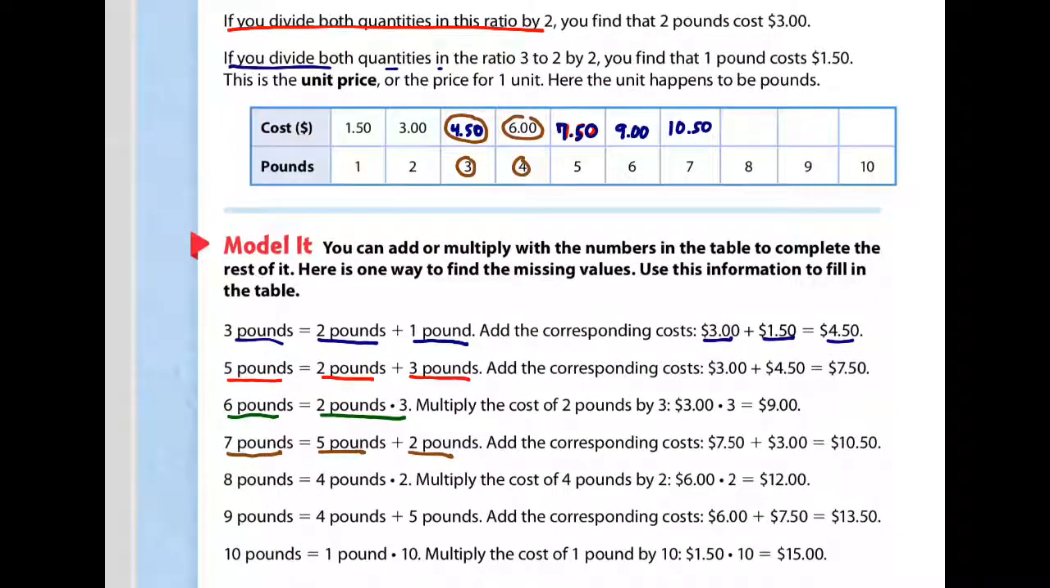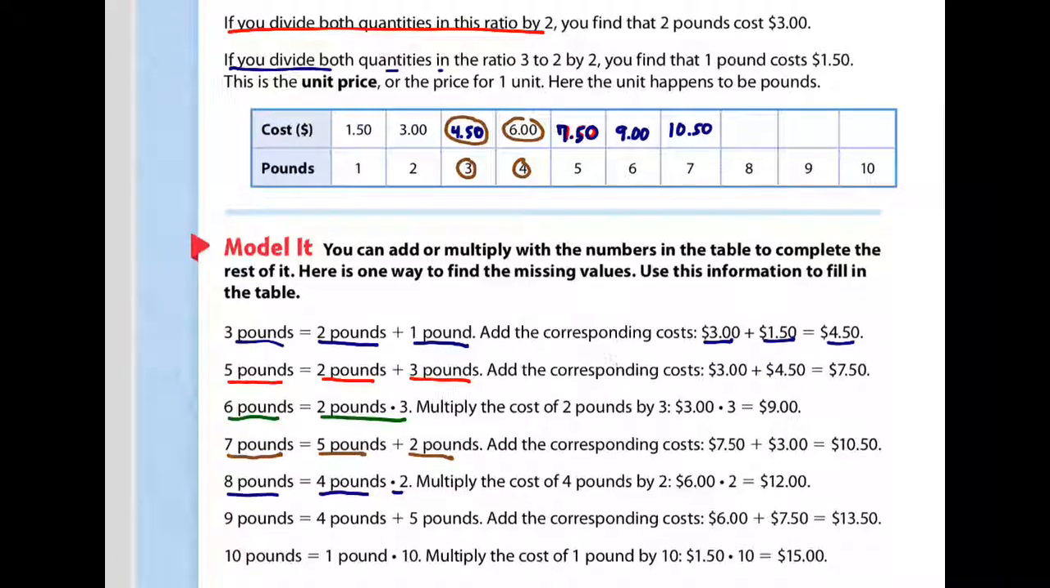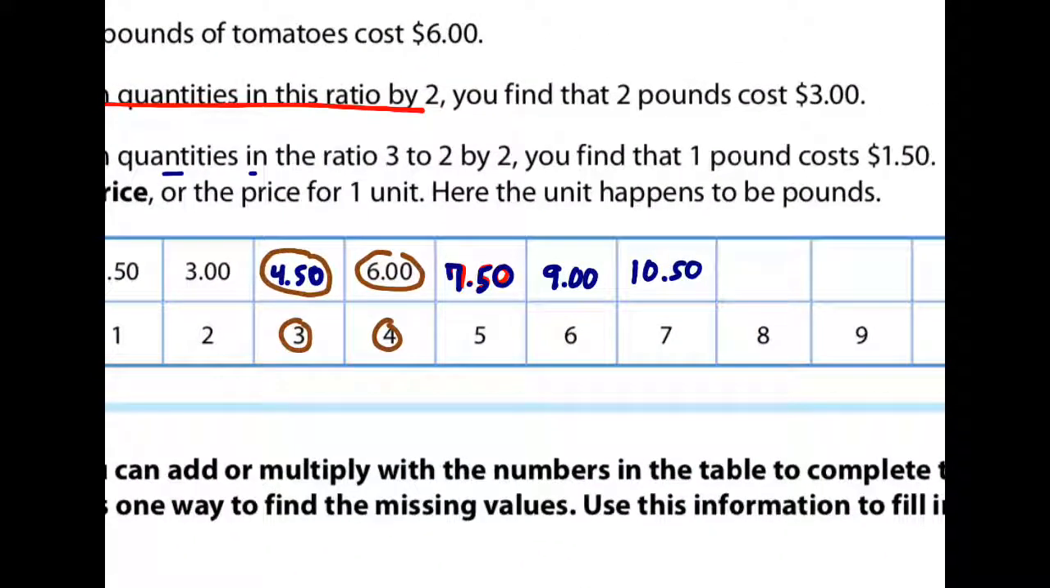So let's do 8, 9, and 10. So 8 pounds. In this one, I mean, you could do 5 pounds plus 3 pounds if you want. Or they say if you multiply 4 pounds by 2, you'll get 8, right? So let's go up here. Let's go to 4 pounds. So 4 pounds times 2. 4 times 2 gives us 8. So let's do 6 times 2, which is 12.